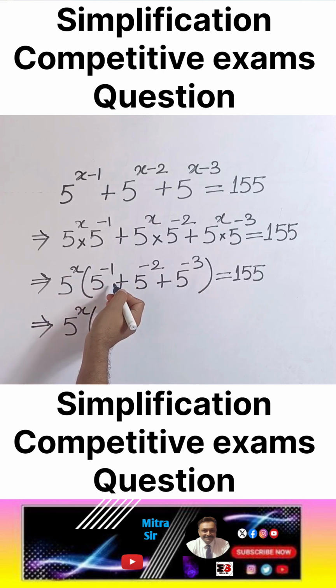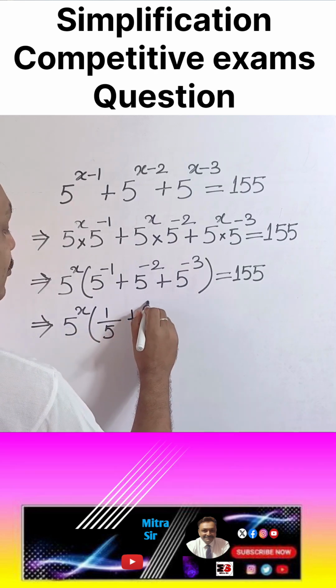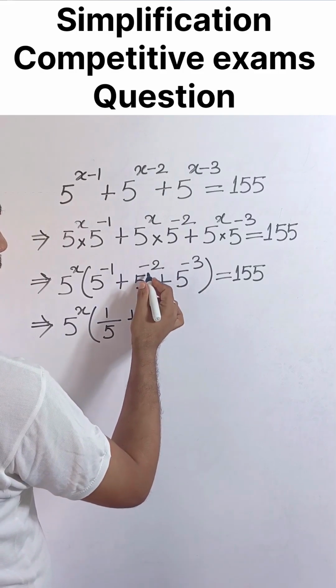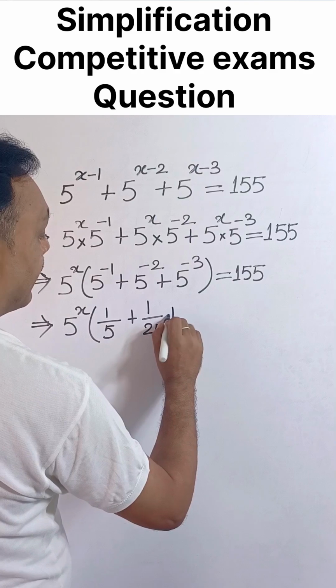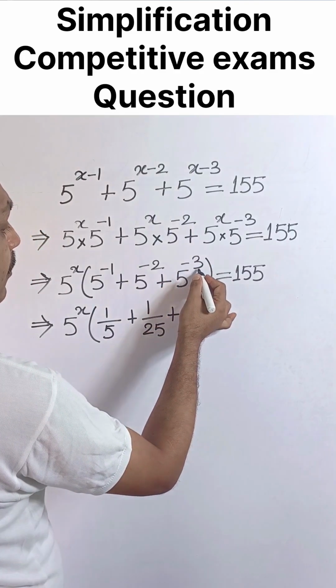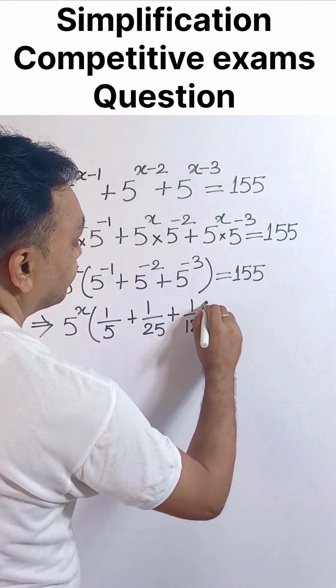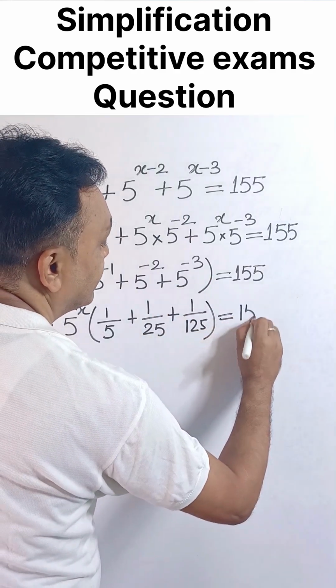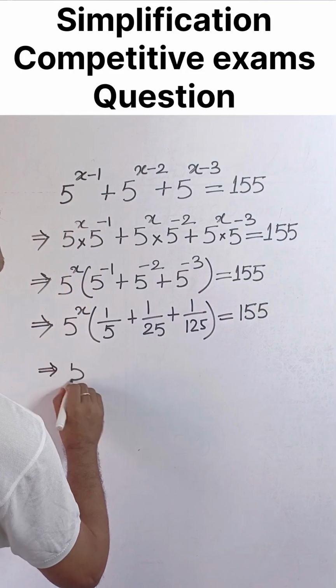Now again we are going to apply the laws of exponents. If we take the reciprocals, it will become positive. So 1 by 5 plus 1 by 5 square, it will become positive. 5 square means that will give you 25, right? Now if we take the reciprocal, it will become positive, that is 5 raised to the power 3, that will be 125, alright, is equal to 155. Further we can simplify.